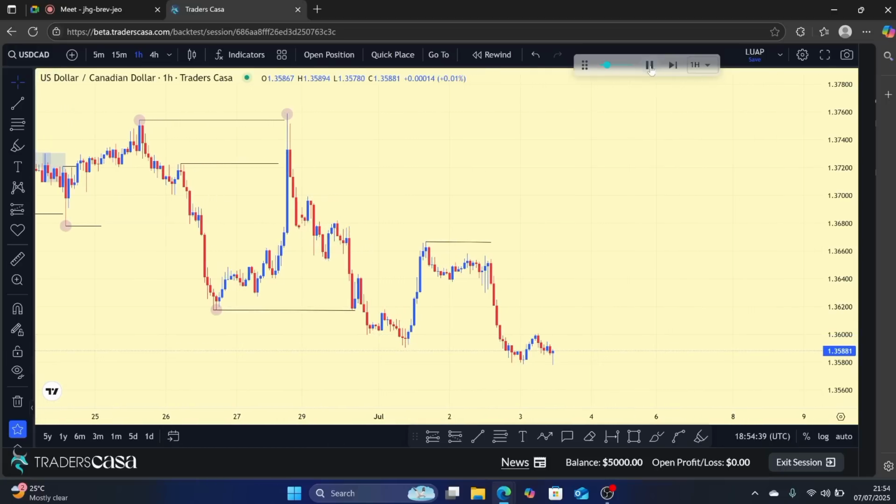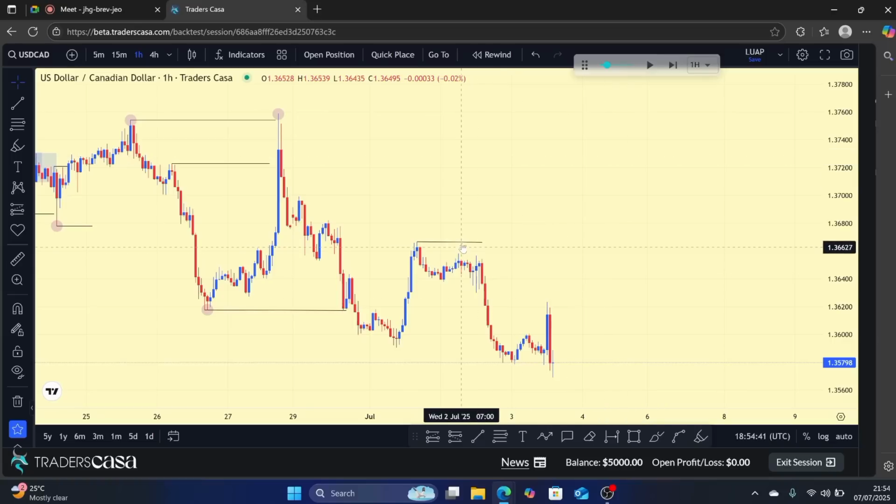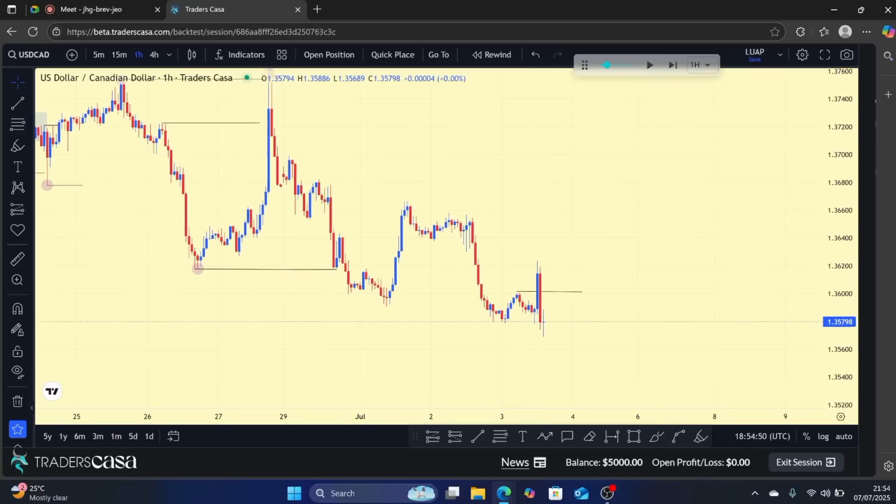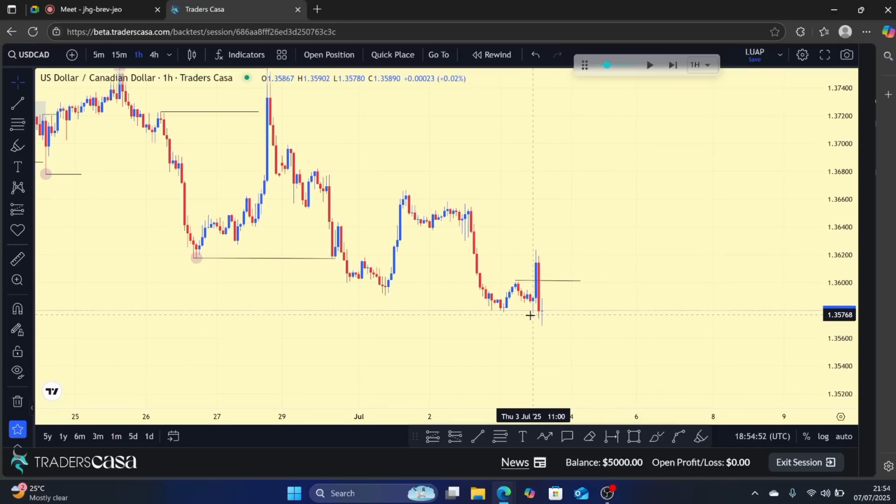Right, so price did this. You can clearly see that that's now the inducement, and the inducement was taken out exactly right here. Then price literally reversed. So this one here can be considered to be a break of structure to the downside.